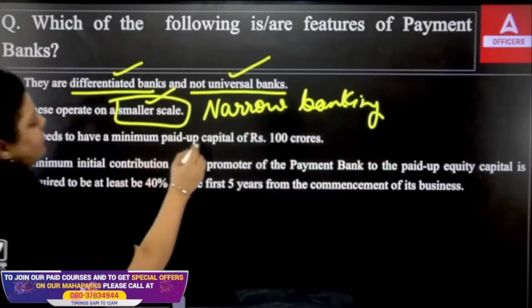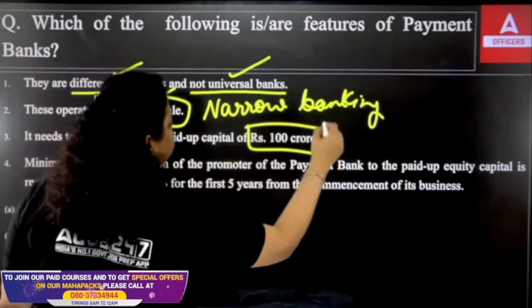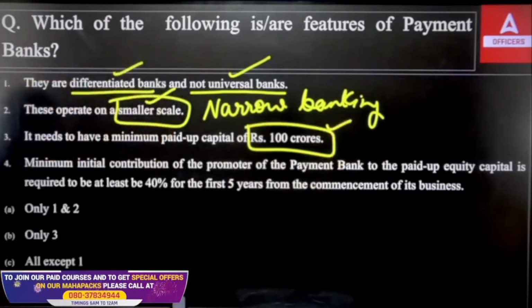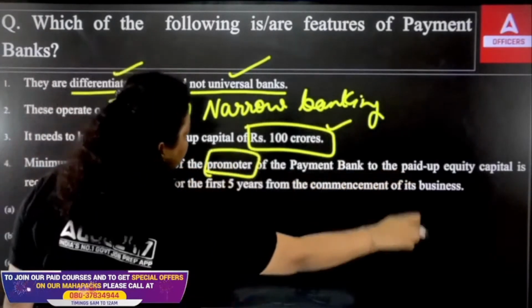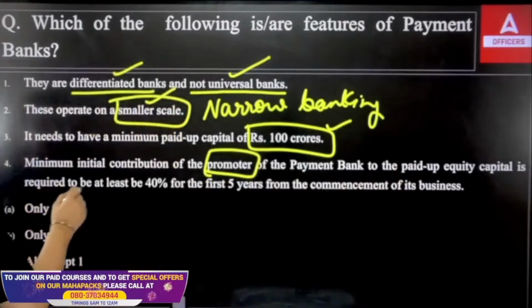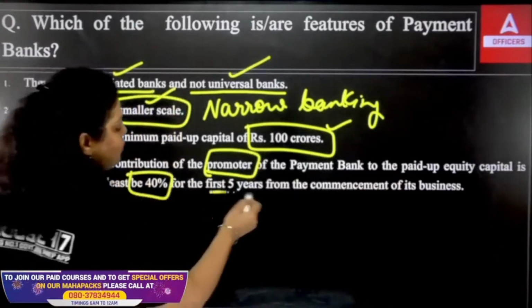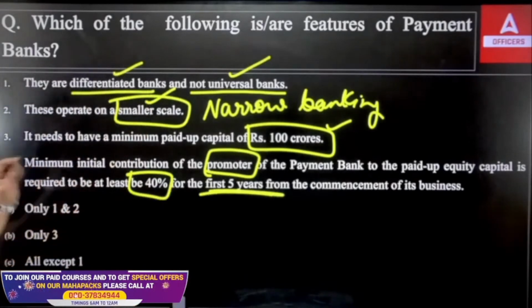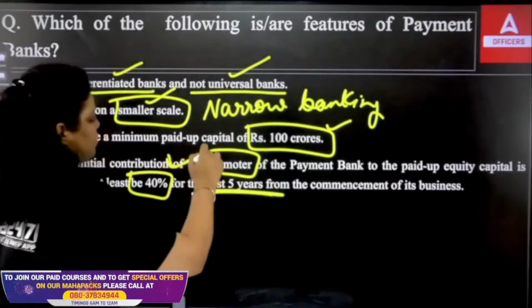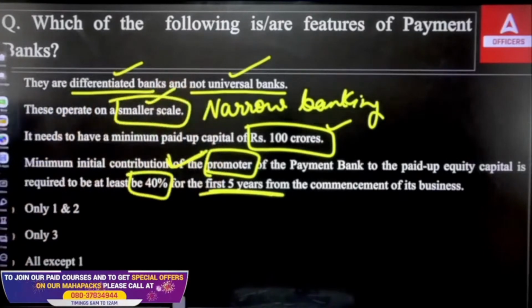It needs to have a minimum paid up capital of 100 crore. This is also true. To start a payment bank, you need a 100 crore initial paid up capital. The minimum initial contribution of the promoter of the payment bank to the paid up equity capital is required to be at least 40% for the first 5 years from when you have commenced your business. So this is also true. The promoter contribution in the initial 5 years will be 40% only.